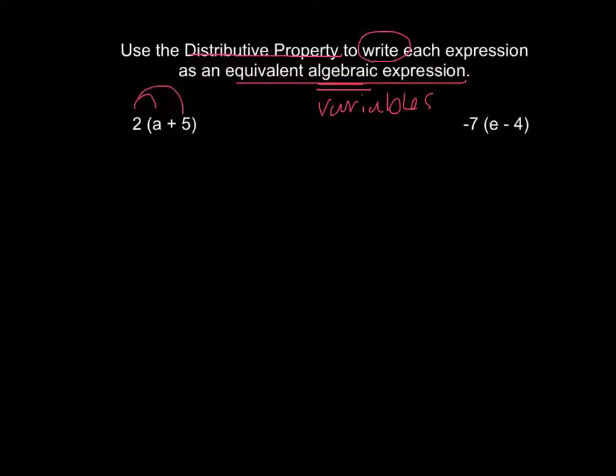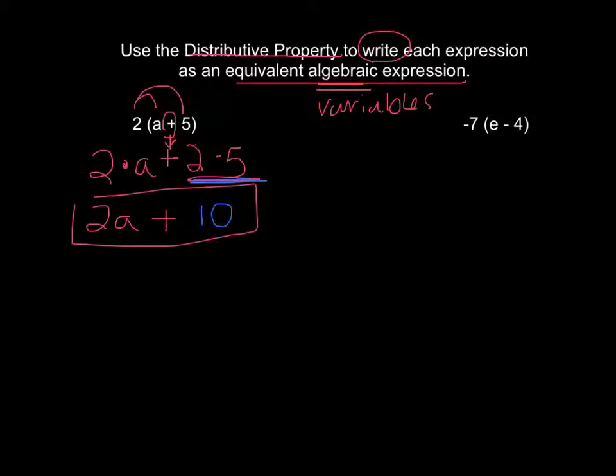We have 2 times the quantity A plus 5. We have 2 times A plus 2 times 5. So this can be simplified and rewritten. We can say 2A or 2 times A, doesn't matter, either one works. But I can do this 2 times 5, and that gets me 10. So my final answer is 2A plus 10, using the distributive property.